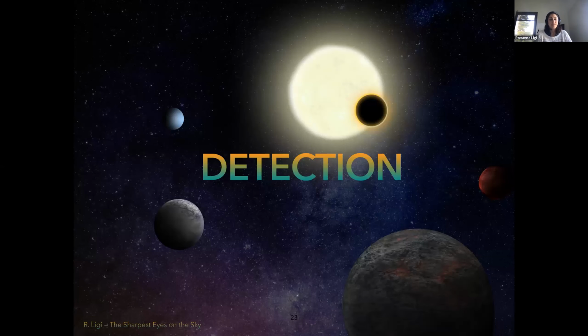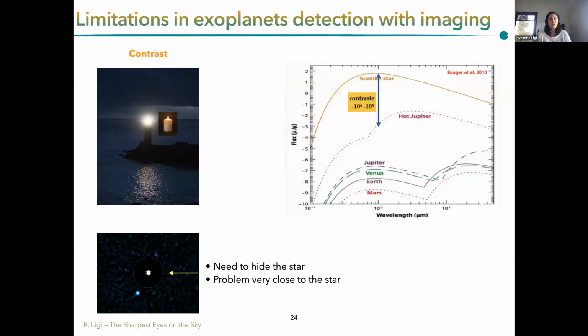Okay, so that's all for the characterization. I think that we could say a lot more about that, but I will just spend a few more minutes to talk about detection. So I talked about transits and radial velocity, but with imaging, interferometry can also be useful, actually. So there are two big limitations for exoplanet detection using imaging. The first one is contrast.